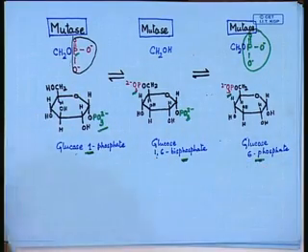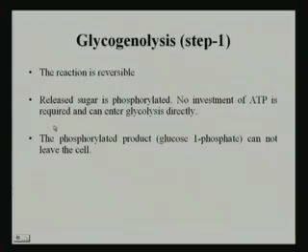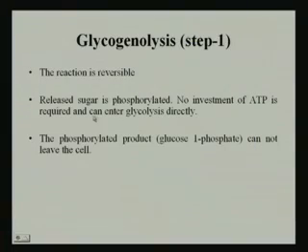So, this is the reaction which is going on inside the cell. Now, this reaction is reversible in nature. The released sugar is phosphorylated, and no investment of ATP is needed because inorganic phosphate, or orthophosphate, is donating this phosphate group. No ATP is required in this particular reaction, and it can enter glycolysis directly. The phosphorylated product, glucose 1-phosphate, cannot leave the cell.